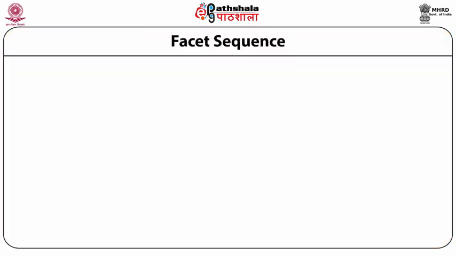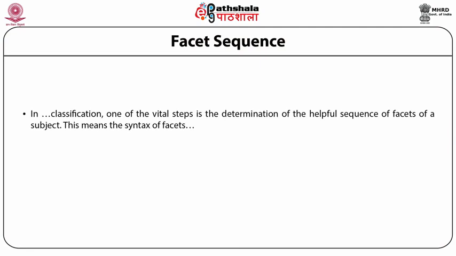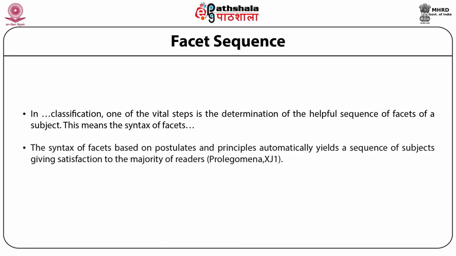Facet sequence. Facets make another array. It is citation order also. In classification, one of the vital steps is the determination of helpful sequence of facets in a subject. This means the syntax or the sentence formation of facets. The syntax of facets based on postulates and principles automatically yields a sequence of subjects giving satisfaction to the majority of the readers, and it is also logical.